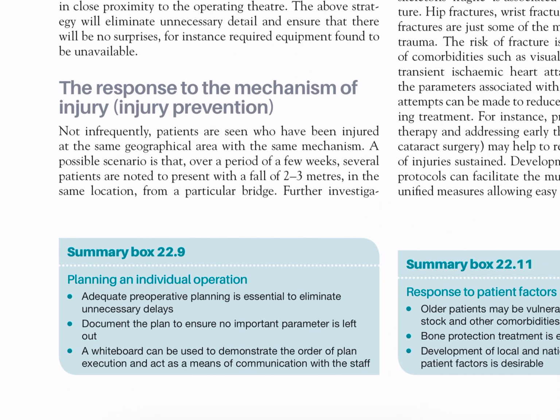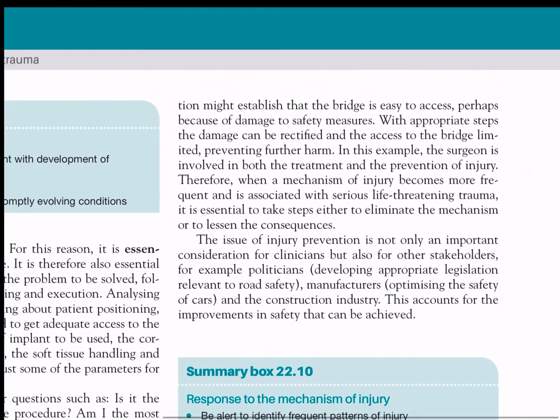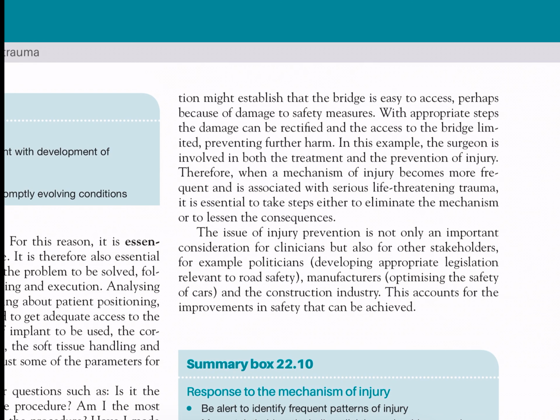The response to the mechanism of injury: prevention. Not infrequently, patients are seen who have been injured in the same geographical area with the same mechanism. A possible case scenario is that over a period of a few weeks, several patients are noted to present with a fall of 2 to 3 meters in the same location from a particular bridge. Further investigation might establish that the bridge is easy to access, perhaps because of damage to safety measures. With appropriate steps, the damage can be rectified and the access to the bridge limited, preventing further harm.